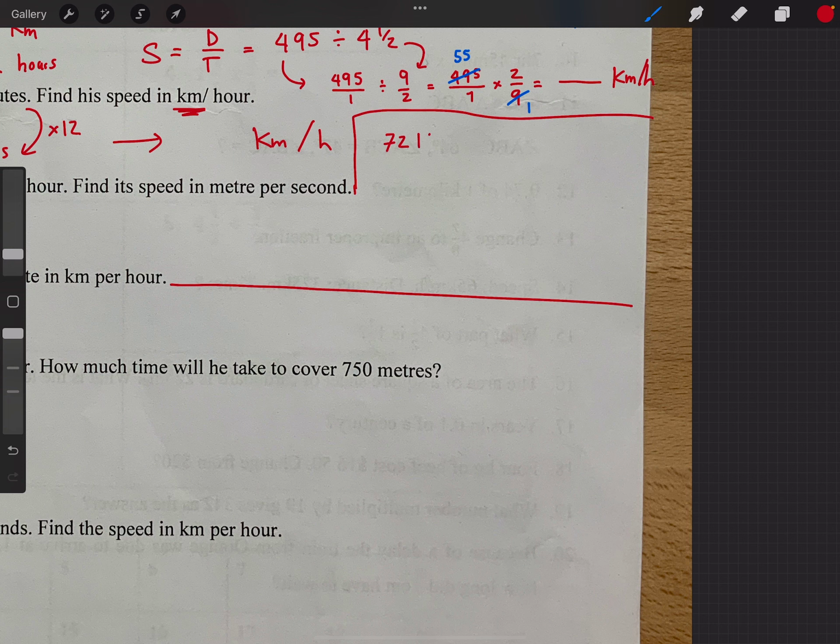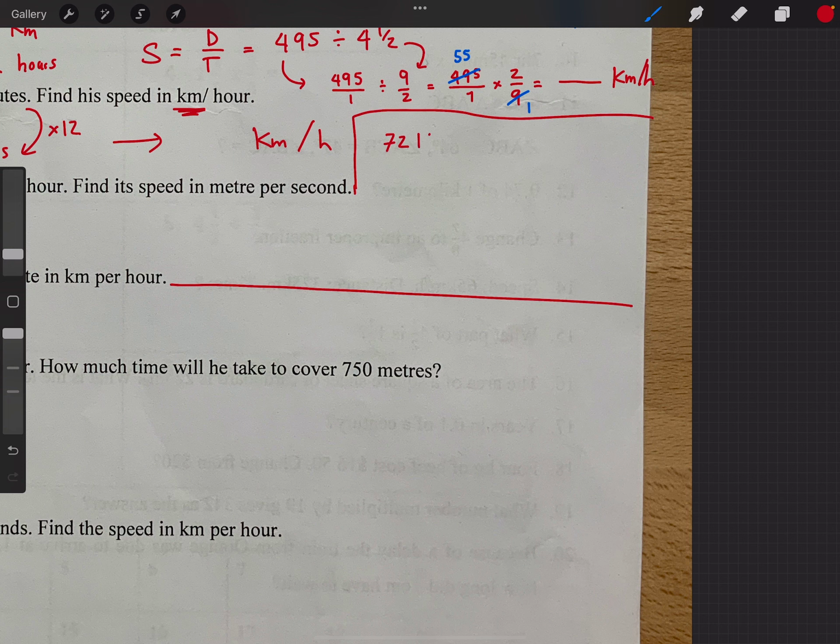Question 7. Express the speed of 60 meters per minute in kilometers per hour. 60 meters per minute. Okay, so let me see. 60 meters per 1 minute, and we want to get it to per hour. Per hour means 60 minutes. Or I can just write per 1 hour. Now to go from 1 minute to 1 hour, I must multiply by 60, right? Which means I must multiply this by 60. And you'll get the answer here.